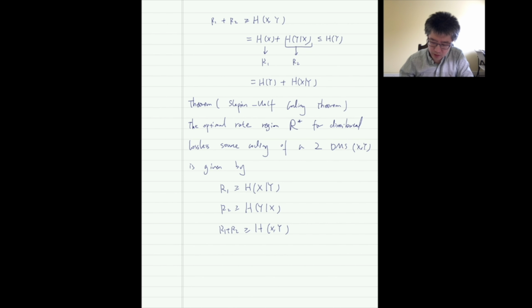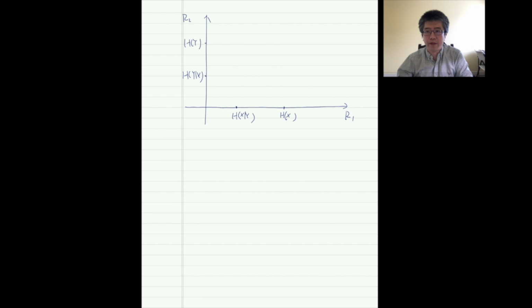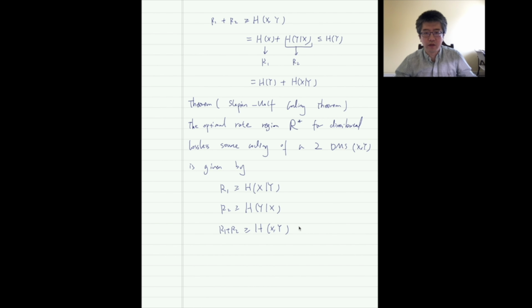So now let's sketch it and see what it looks like. So basically, I have 2 dimensions. We can think this is R1, this is R2, and we have to mark a few important points. Let's say here is H(X given Y), and here is H(X), and here is H(Y given X), and here is H(Y). And from the result, here we can see that R1 has to be bigger than or equal to that, and the sum of this has to be bigger than or equal to the joint entropy.